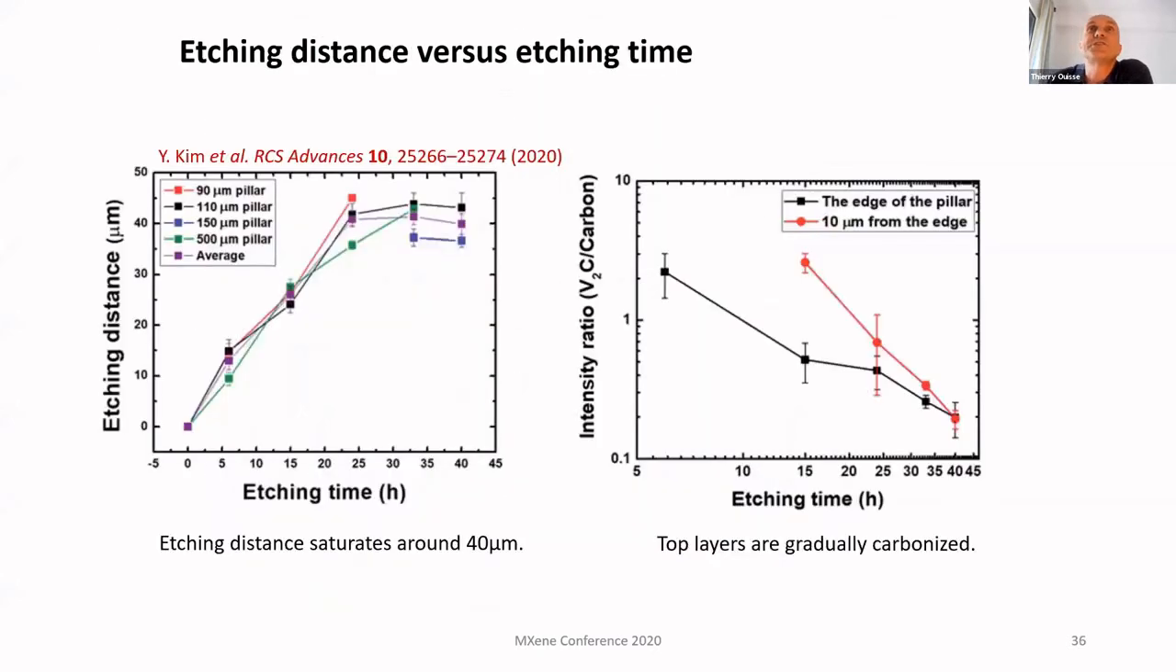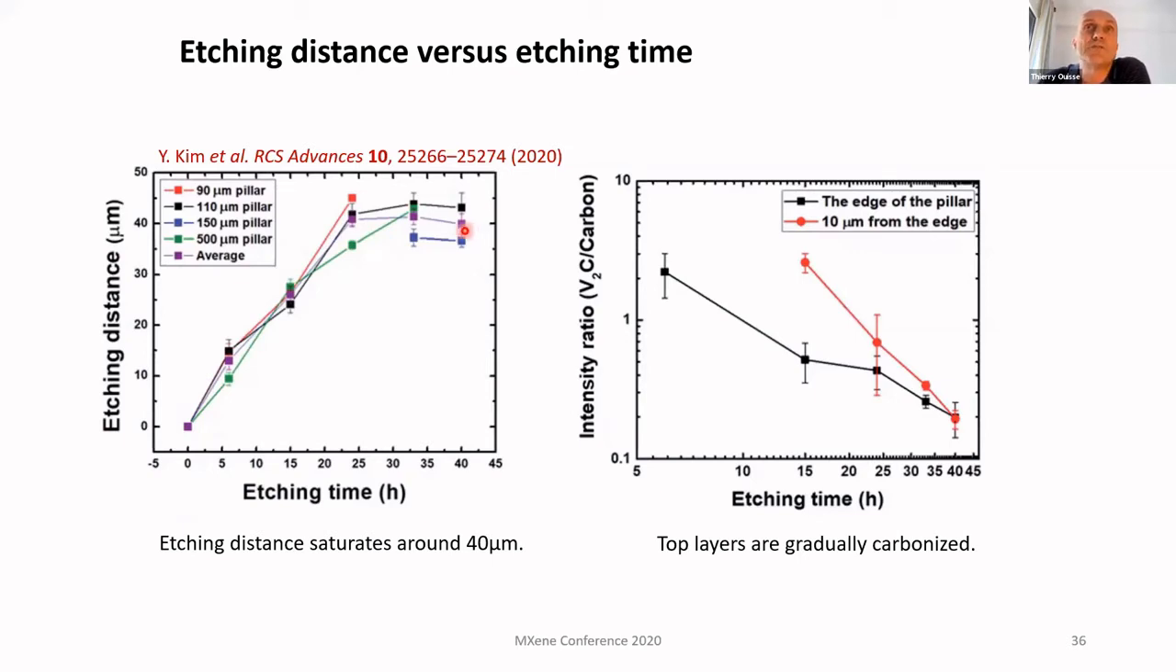Now let us monitor the advancement of the chemical conversion with time. In the graph at the left, we report the etching distance versus etching time for a number of stress-free pillars. We can observe an initially more or less linear increase followed by a saturation. At room temperature, the etching rate is around 2.2 microns per hour. A key point is that independently of the initial pillar size, the conversion process saturates around 40 microns.